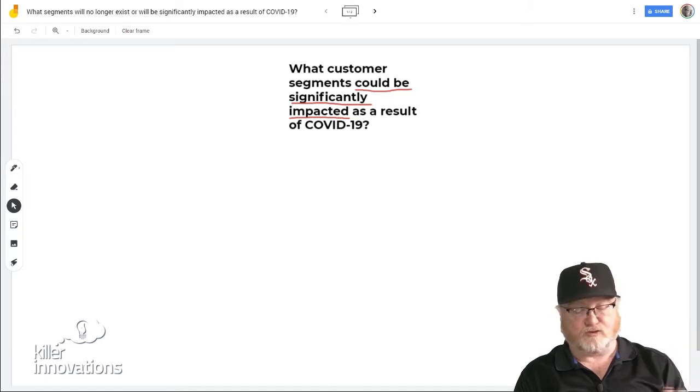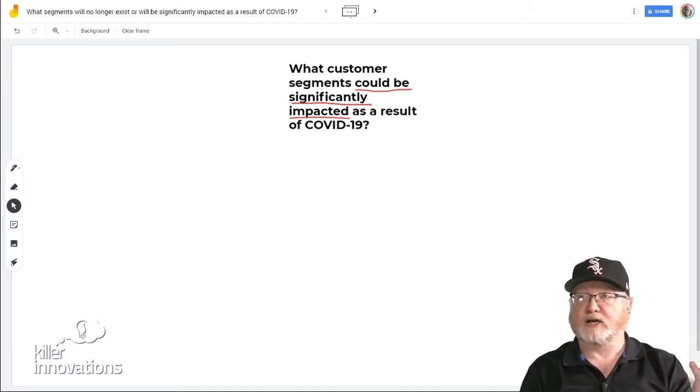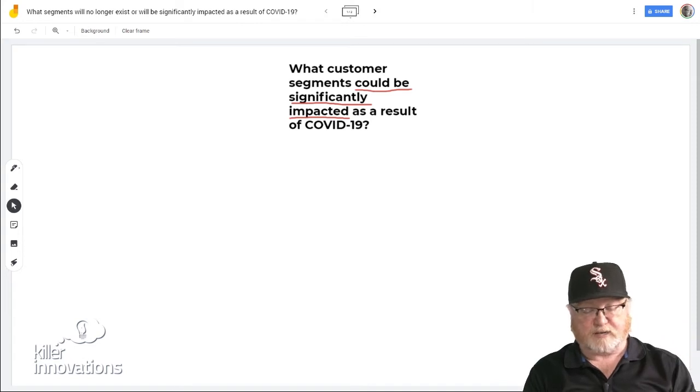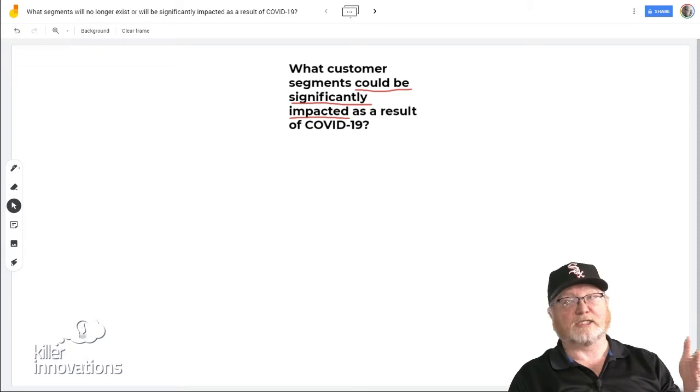Now, the answers to these two questions could spark ideas in a couple different areas. One is to change what you're doing today, if you have a current segment of customers you serve that's impacted, or create segments to test ideas of products or services for segments that could emerge.